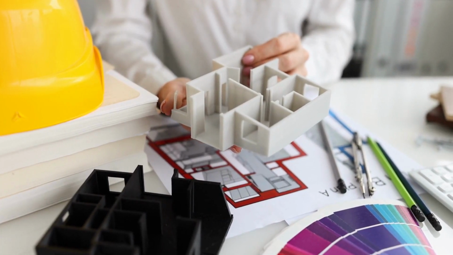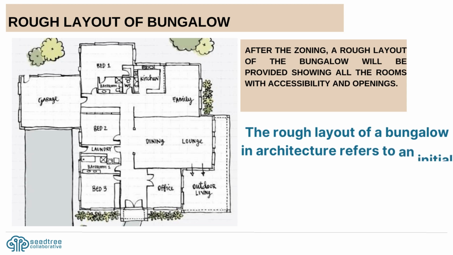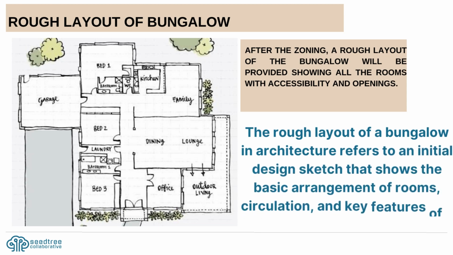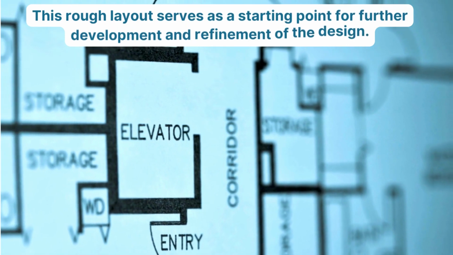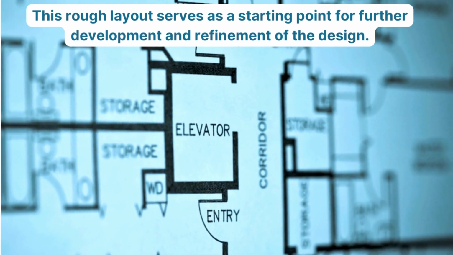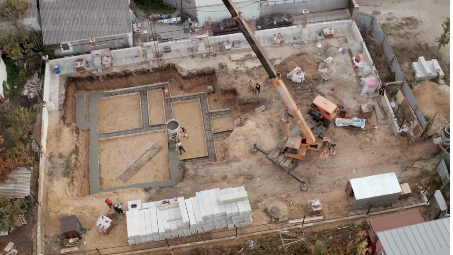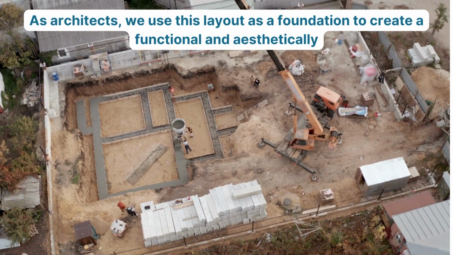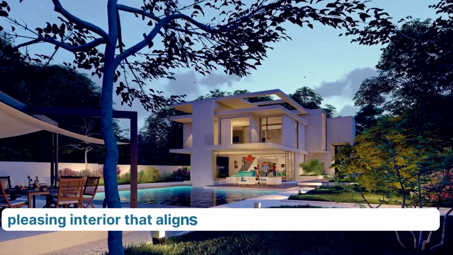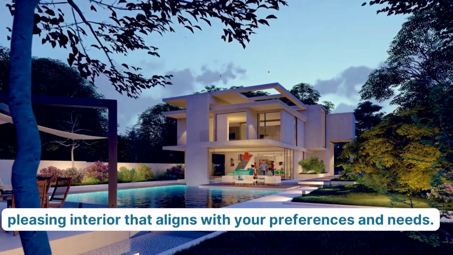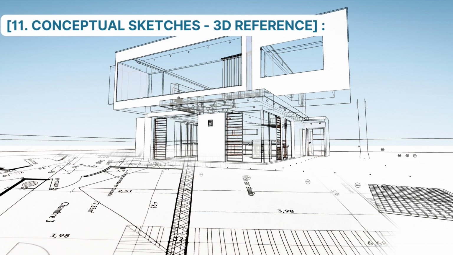Number 10. Rough layout of bungalow. The rough layout of a bungalow in architecture refers to an initial design sketch that shows the basic arrangement of rooms, circulation, and key features of a bungalow-style house. This rough layout serves as a starting point for further development and refinement of the design. As architects, we use this layout as a foundation to create a functional and aesthetically pleasing interior that aligns with your preferences and needs.